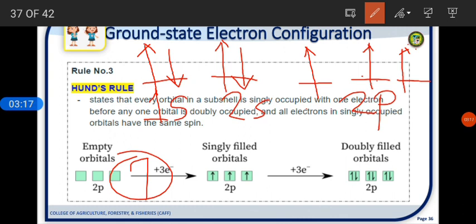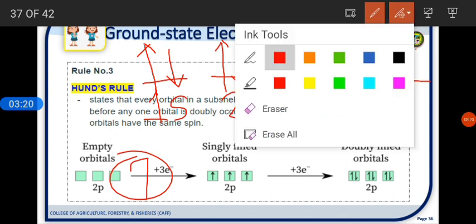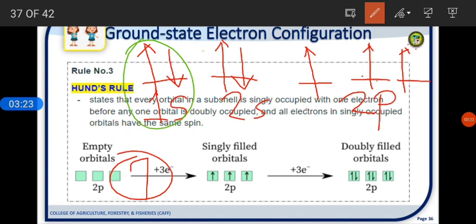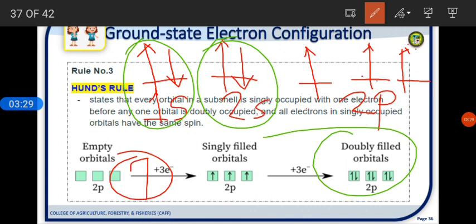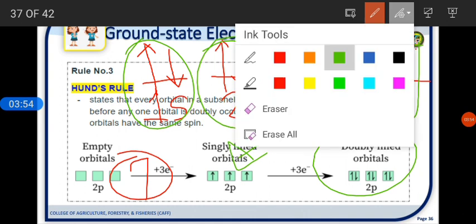Look at 1s and 2s. Okay? If you have noticed, these orbitals are doubly filled orbitals, right? While 2p, okay, look at 2p, singly filled orbitals. Why is that so? Because we follow Hund's rule. You have to distribute the electrons first before going back to 1s to fill in the remaining electrons so that they will be balanced. Now, how are we going to write the electron configuration?